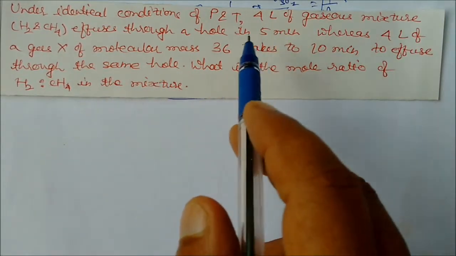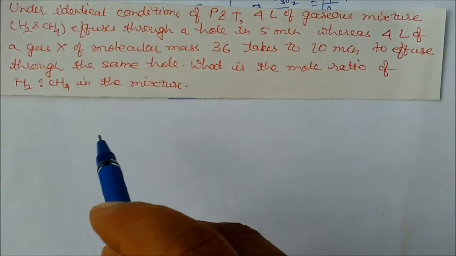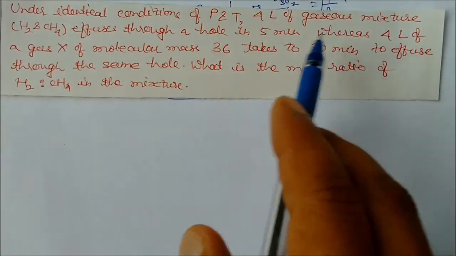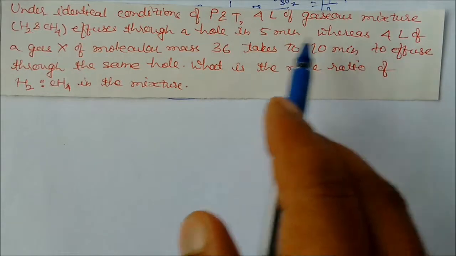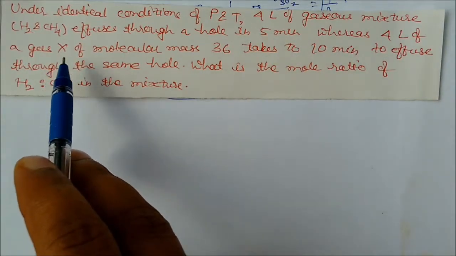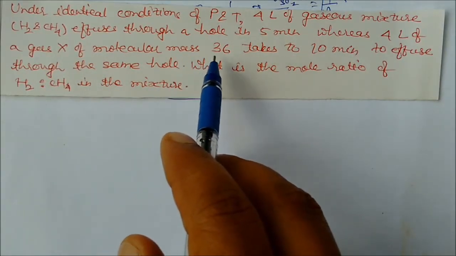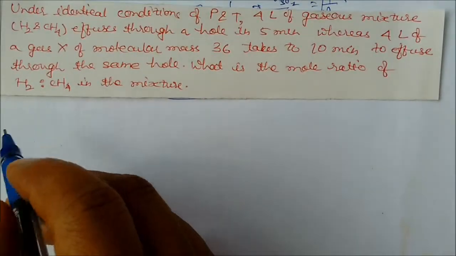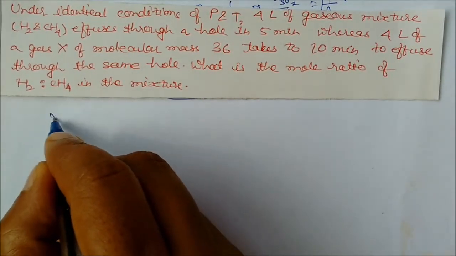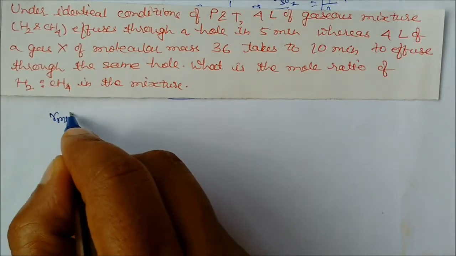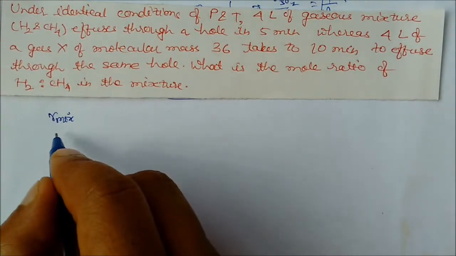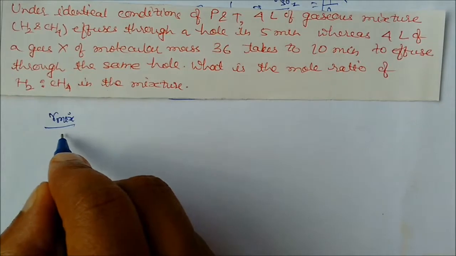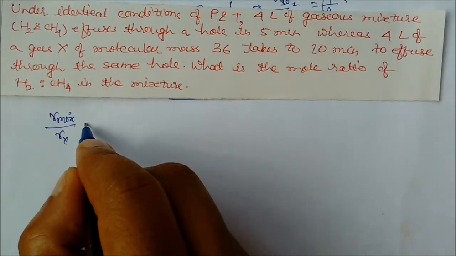So pressure and temperature are constant, and the volume they have given is 4 liters, 4 liters, 5 minutes, and again the volume is the same. X has molecular mass 36, and it takes 10 minutes. So same formula. We can use here the rate of the mixture, because 2 gases are there: the rate of the mixture divided by the rate of the X gas.